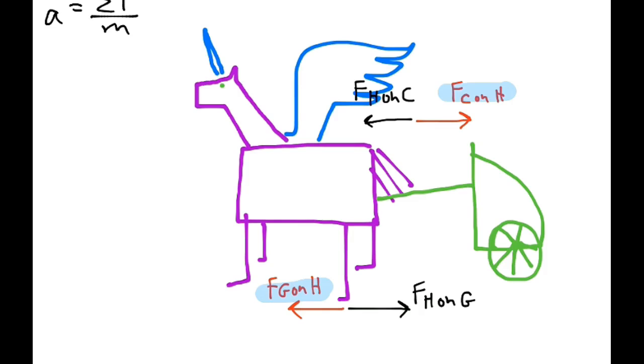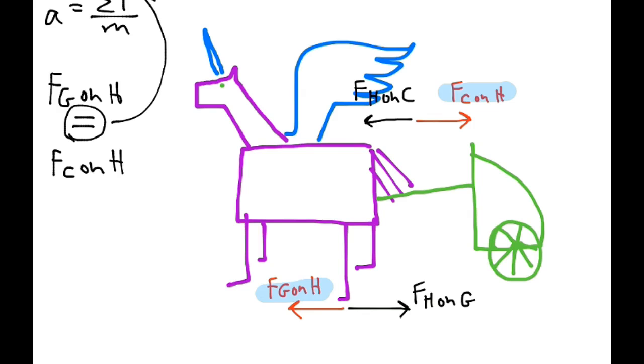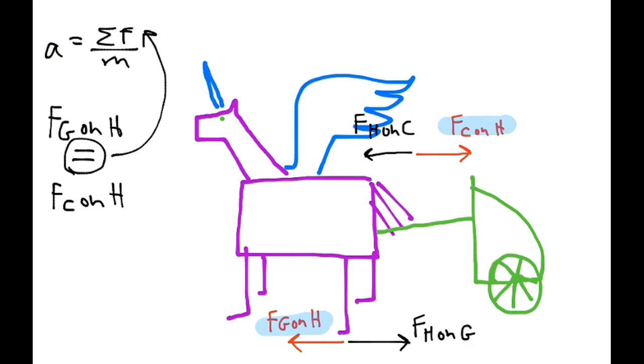So simply put, if we take a look at the force of the ground on horse versus the force of the chariot on horse, if the ground on horse is greater, then the horse will accelerate to the left. If the force of the chariot on the horse is greater, the horse will accelerate to the right. Recall also that if they're even, if these two cancel out, then we're going to see a net force of zero. And with a net force of zero, we're going to have either a horse at rest or this unicorn Pegasus horse in constant velocity. Oh, wow.